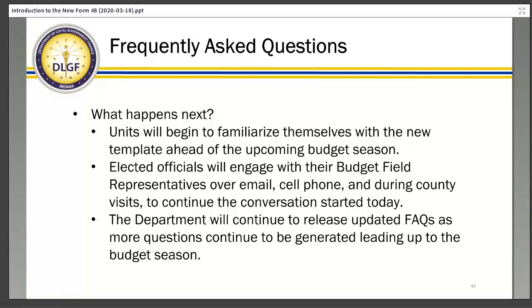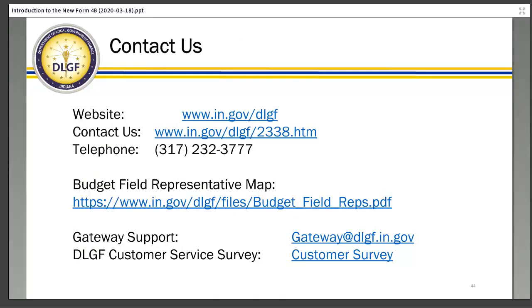And then just keep an eye out for those frequently asked questions documents that the department will be releasing, just so that if maybe there are questions that you had not thought of, or maybe there's questions that you were looking for an answer for, while your field rep may provide you an initial answer to that question, by putting all of our questions in one place, we'll be able to disseminate good, clean information to everybody around the state of Indiana.